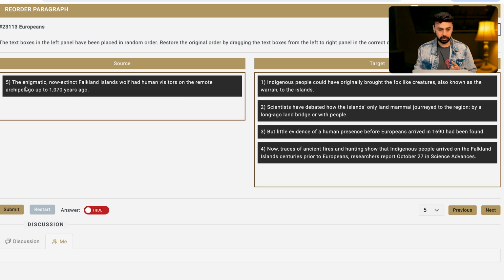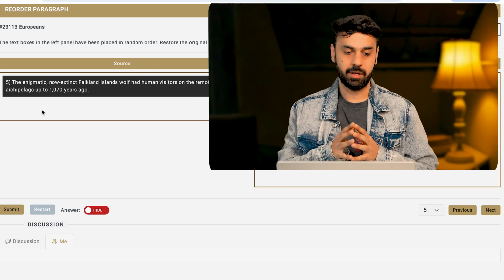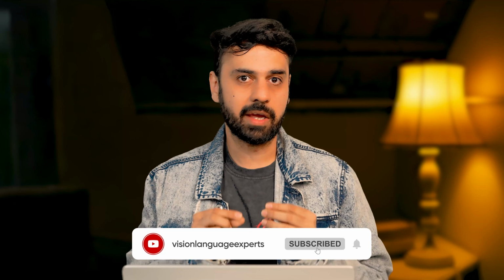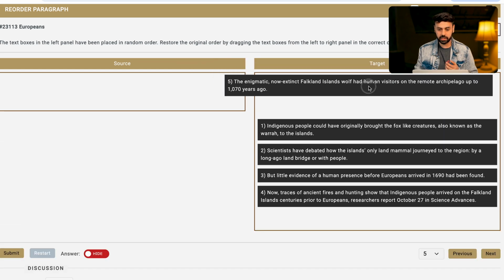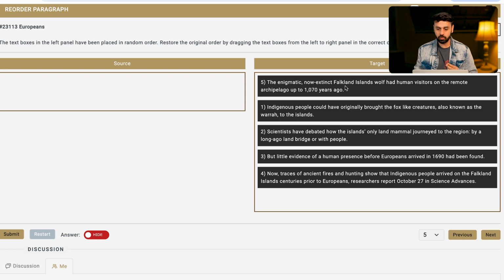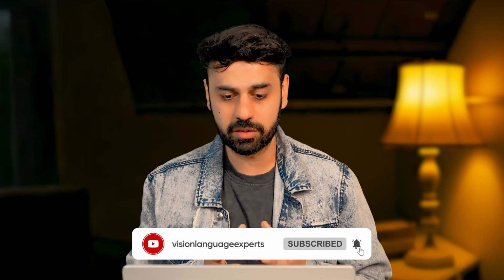Now, number 5: the enigmatic, now extinct Falkland Islands wolf had human visitors on the remote archipelago up to 1070 years ago. Okay, so this is definitely looking like an introduction sentence. Here they are introducing the islands because here we could not know. And over here they have mentioned the islands but as a conclusion. So this cannot be at the top. So this definitely would be at the top only because here we can find the name of the islands and it looks more of an independent sentence, a topic sentence. That's why it's an introduction.